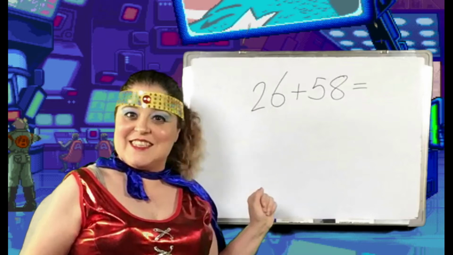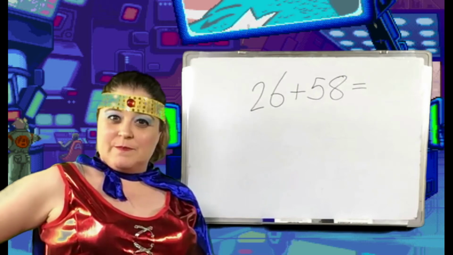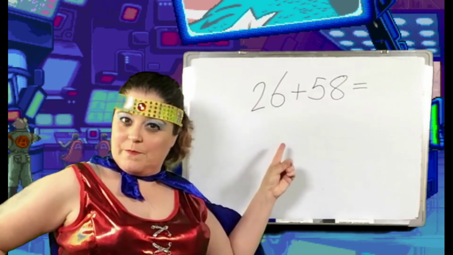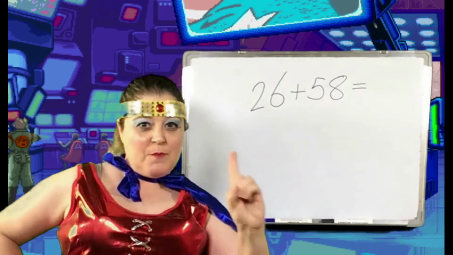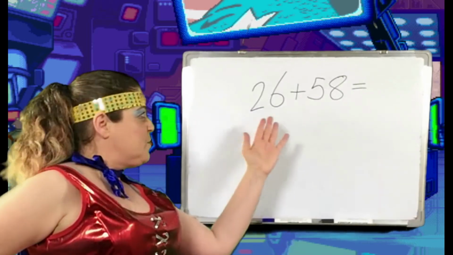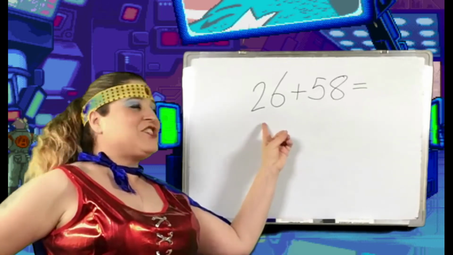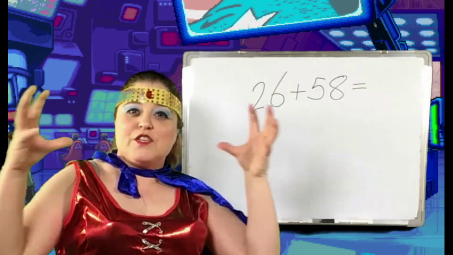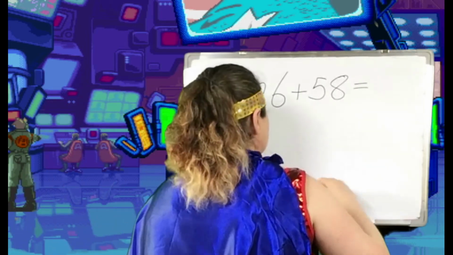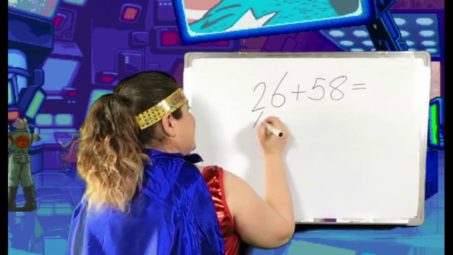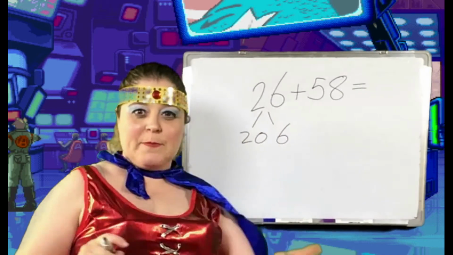Okay, here's the sum. 26 plus 58. Write it on your whiteboard. Now, which number are we going to partition? Remember, we're only going to partition one. Are we going to partition the 26 or the 58? That's right, we're partitioning the 26. Remember, we're partitioning the smaller number. The smaller number is 26, so we're partitioning 26 into 20 and 6. Okay? Now what?